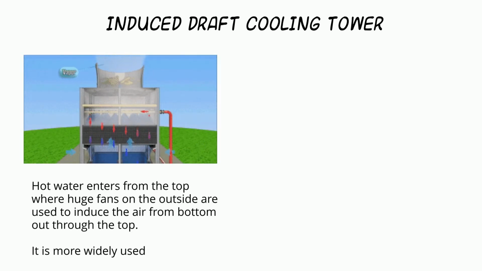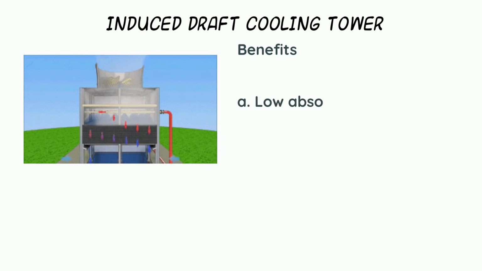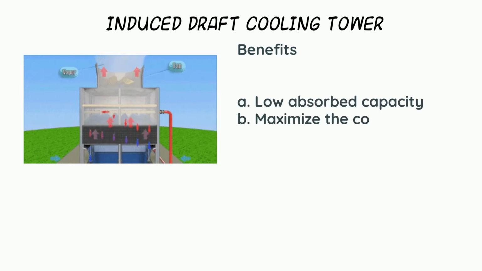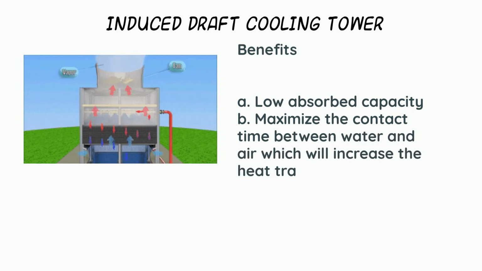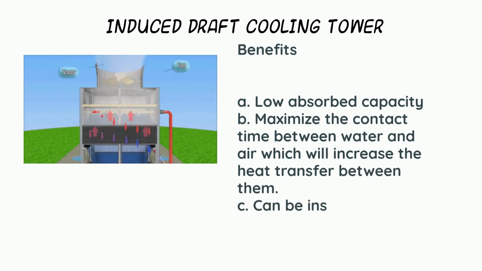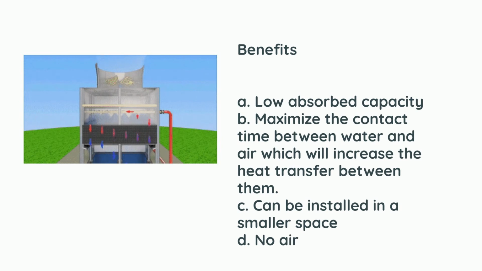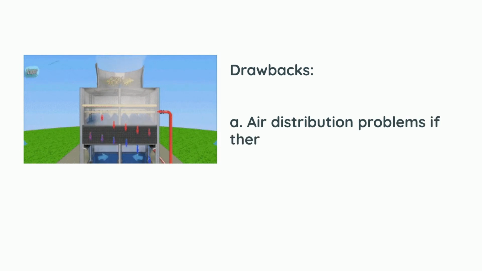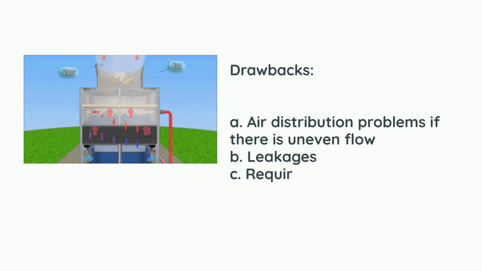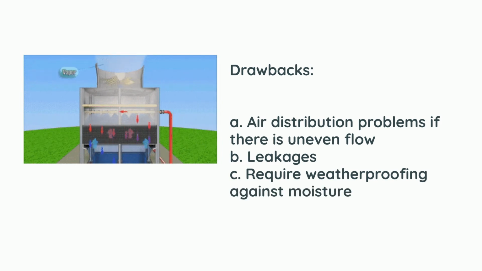For induced draft cooling towers, hot water enters from the top where huge fans on the outside are used to induce the air from bottom up to the top. It is more widely used than natural draft cooling towers. Benefits of such a cooling tower include low absorb capacity, maximized contact time between water and air which will increase the heat transfer between them, can be installed in a smaller space, and no air recirculation. Drawbacks include air distribution problems if there is uneven flow, leakages, and the requirement of weatherproofing against moisture and corrosion.